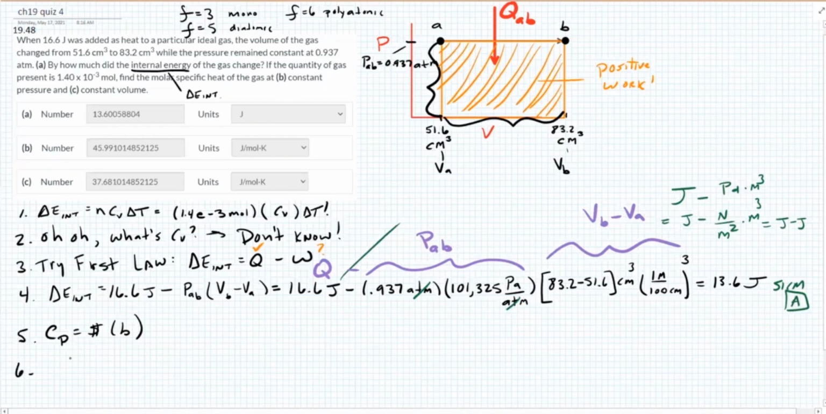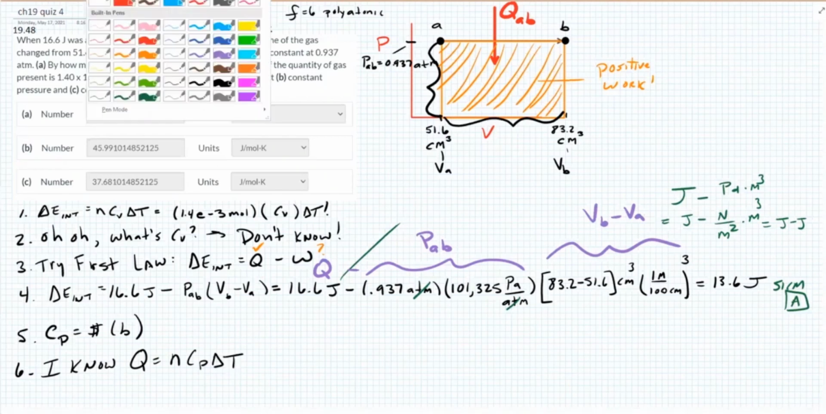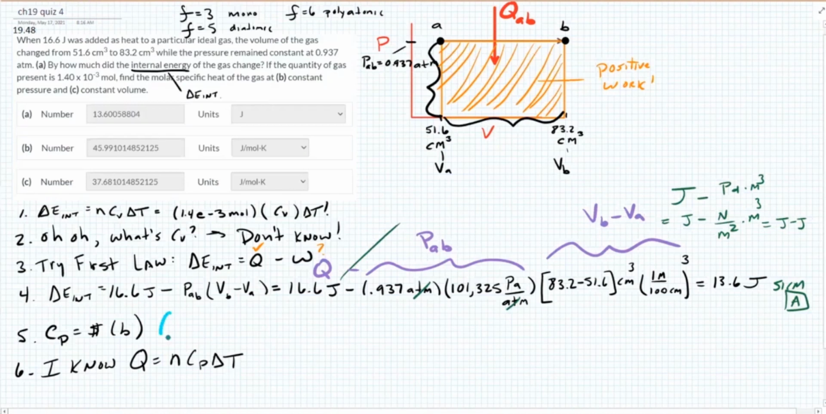Number 6. All right. So start with, I know this. I know Q equals NCP delta T. And again, this is just the gas analog to Q equals MC delta T. MC delta T is used for liquids and solids. This is used for gases. So it's very much similar. All right, so solve for CP in that.